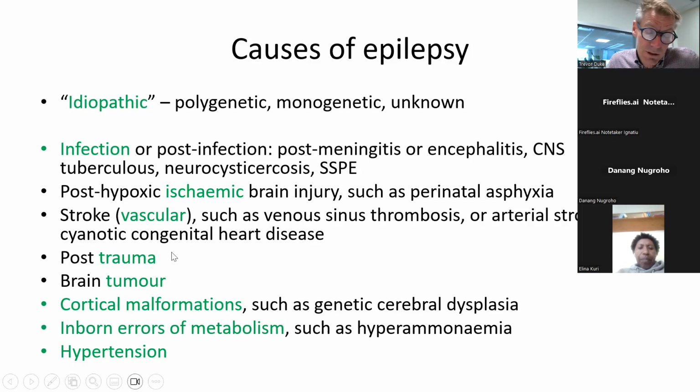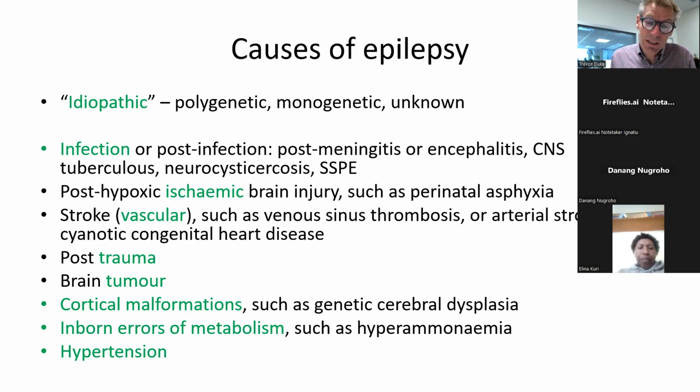And then some epilepsies can occur post-trauma. Remember, if it's occurred during a trauma, that's not epilepsy. But if they develop seizures weeks or months or years after the trauma and they have a clear brain injury, then that's post-trauma epilepsy. Or epilepsy might occur because of a tumor, or there are some epilepsies that occur because they're genetic in origin.